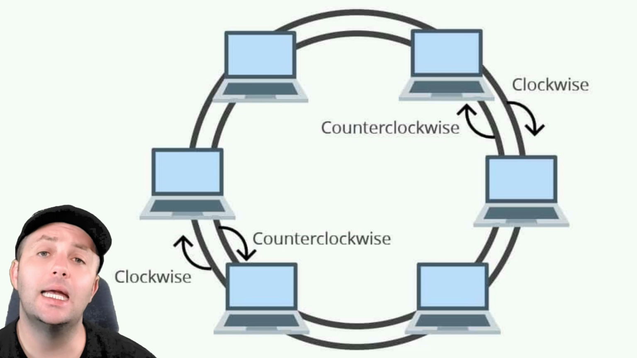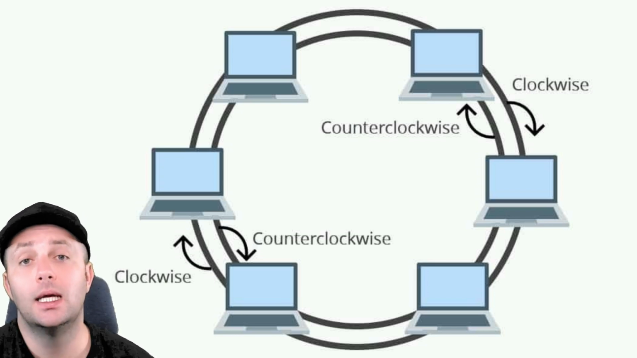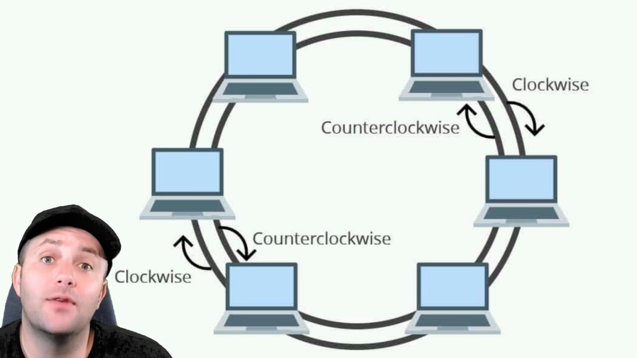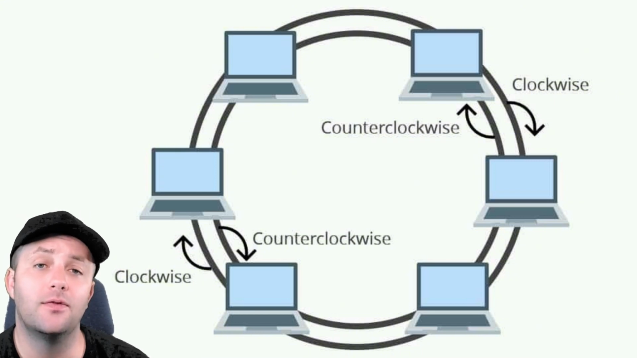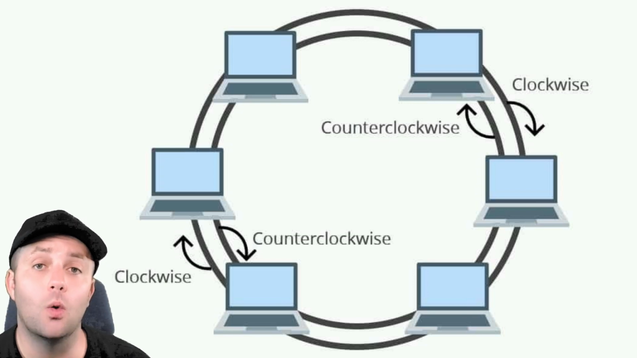Moving on, we have the ring topology. In a ring topology, each device is connected to two other devices, forming a closed loop. Data travels in one direction around the ring until it reaches the intended device. The ring topology has some advantages such as balanced traffic flow and predictable data transfer. However, if any single device or connection in that ring fails, it can disrupt the entire network. To address this, some rings use a dual ring topology, where data can travel in both directions to provide redundancy.